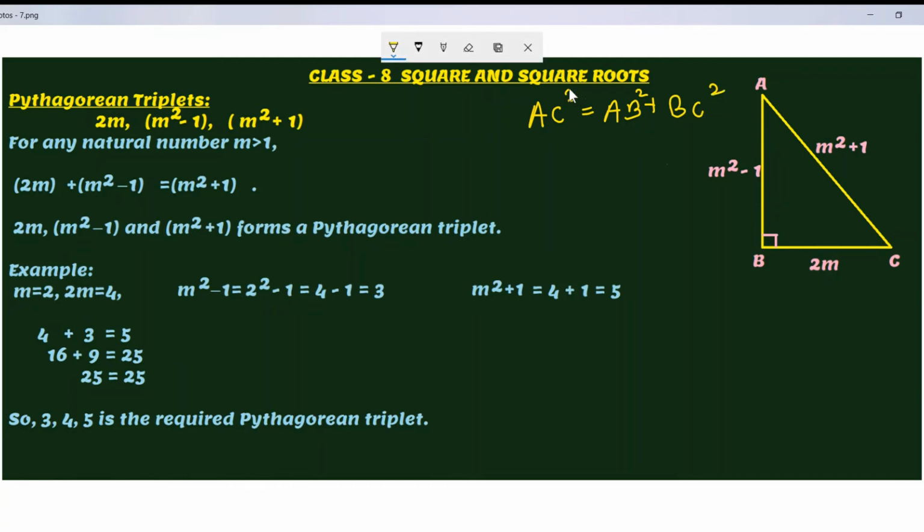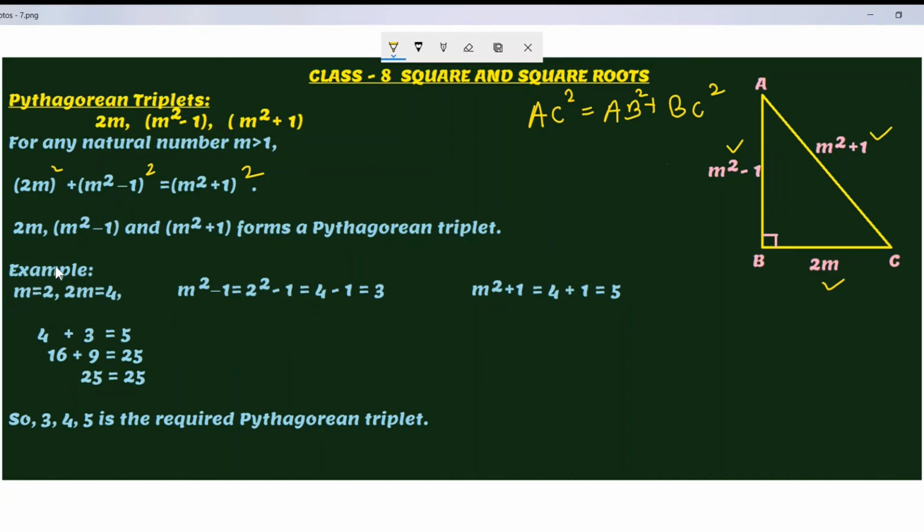In squares and square roots, we have taken three Pythagorean triplets. The hypotenuse is m square plus 1, the other side is m square minus 1, and this one is 2m. So the Pythagorean triplet we can write like this: (2m) square plus (m square minus 1) square is equivalent to (m square plus 1) square. If any three numbers obey the theorem of Pythagoras, then we can say those three numbers are a Pythagorean triplet.